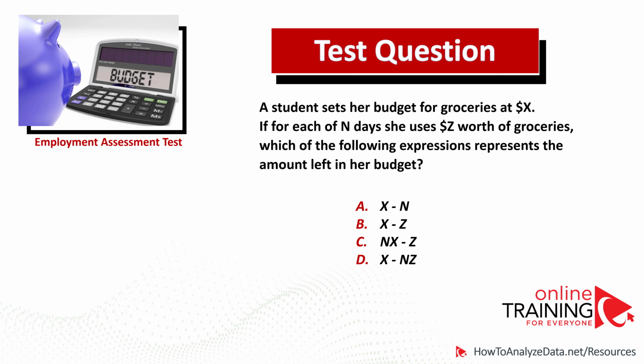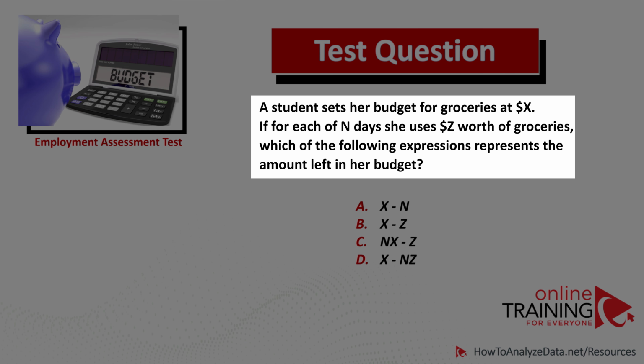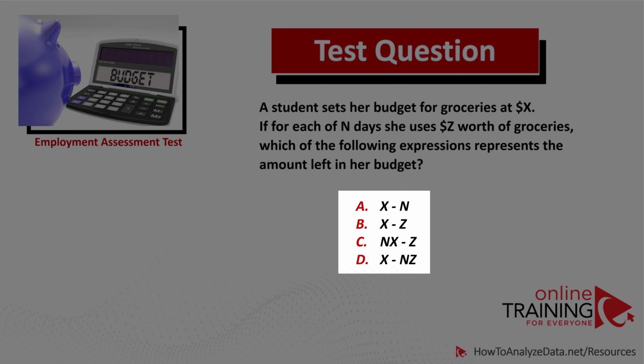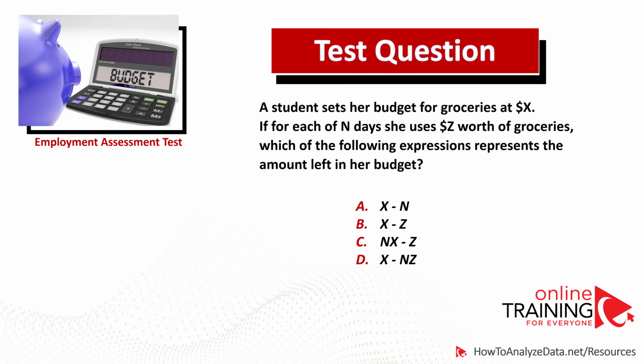Let's look at the budget question you might frequently see as part of employment assessment test. A student sets her budget for groceries at X dollars. If for each of N days she uses Z worth of groceries, which of the following expressions represents amount left in her budget? And you have 4 choices: X minus N, X minus Z, X plus NZ, and X minus NZ. Do you think you know the answer? Let's see if we can get to the correct answer together.